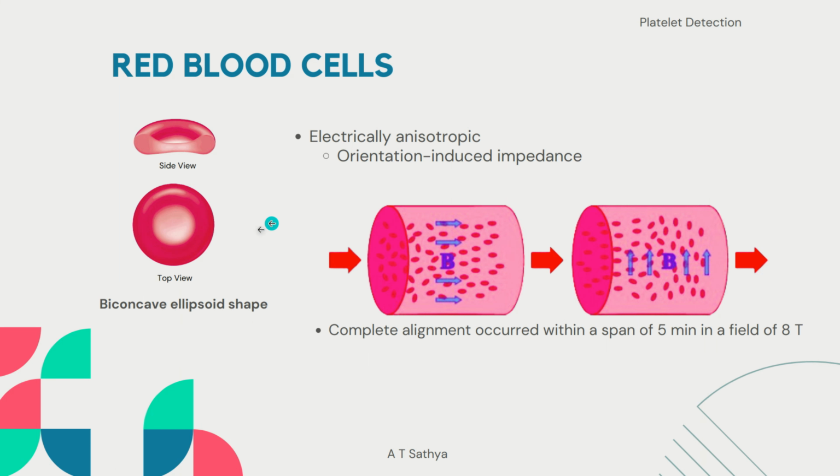RBCs possess an insulating membrane and biconcave ellipsoid shape, affecting the conductivity of the blood. They are electrically anisotropic, that is, their conductivity changes with the change in position. We call it orientation-induced impedance. So as you can see, on applying the magnetic field, it changes its position. By keeping the RBC in the direction of electric current, we can eliminate the RBC's impedance while calculating the impedance, where our interest is mainly on platelets.